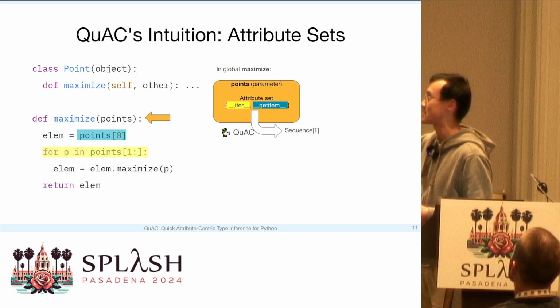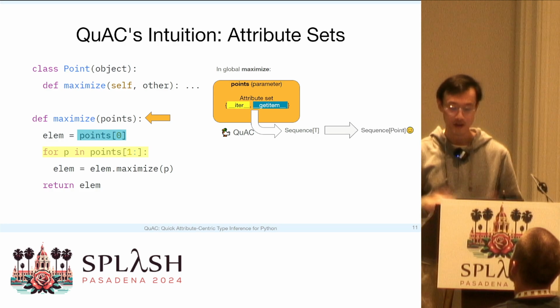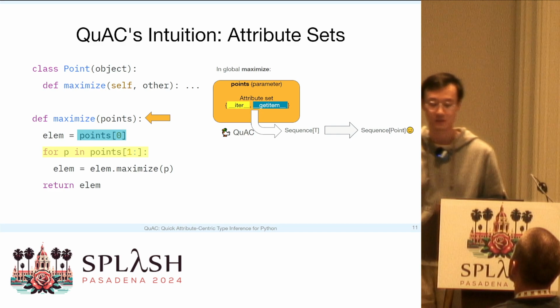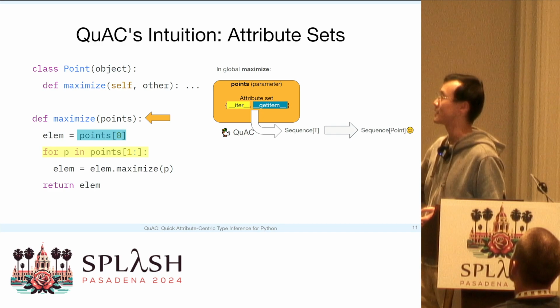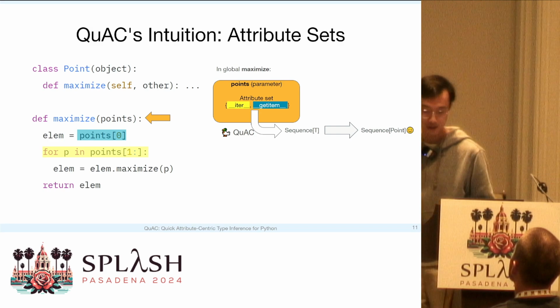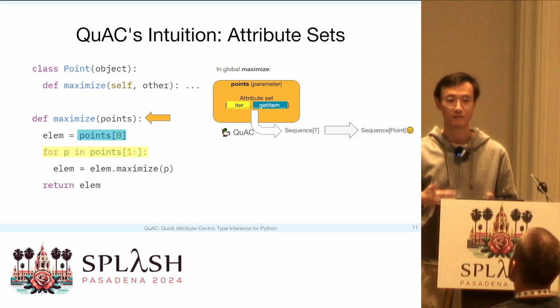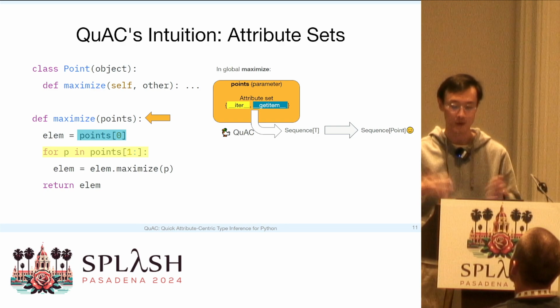Now, Sequence is a container class with a type parameter T. And QuAC then can predict it to be the user-defined class Point. We'll get to container type parameter prediction later, but for now, Sequence of Point is the most generic correct type here.